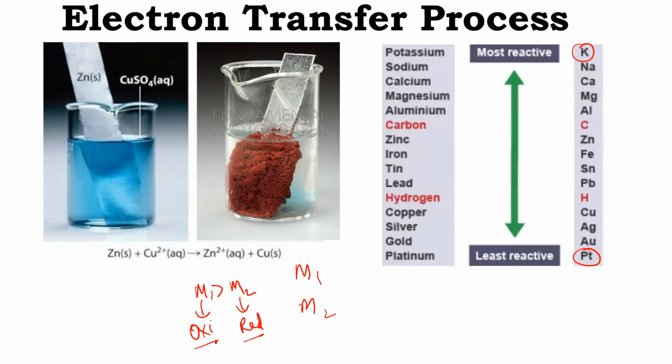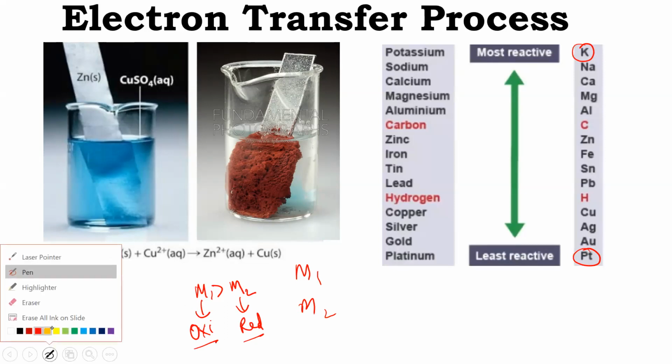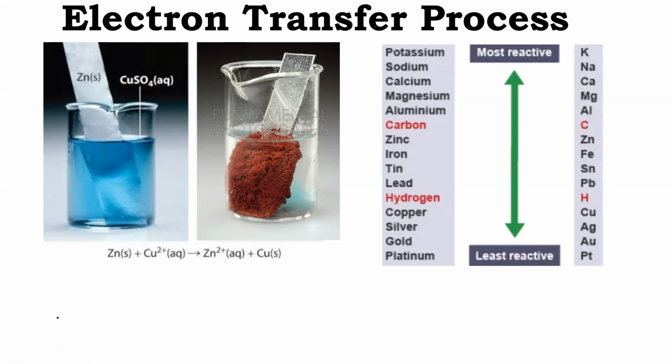Okay, to make it very simple, I have taken an example for you. I have taken two metals: one metal is zinc and another metal is copper. Now, if you look at the reactivity series, you see zinc is above copper. So we can say zinc is more reactive than copper. And as I just said, since zinc is more reactive than copper, zinc will get oxidized, and copper will get reduced, right?